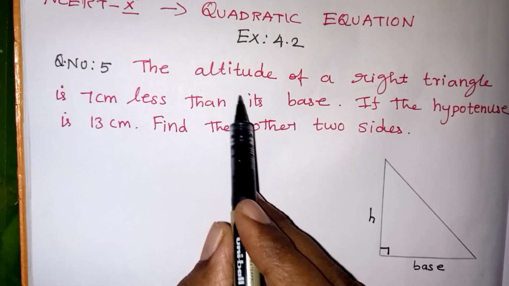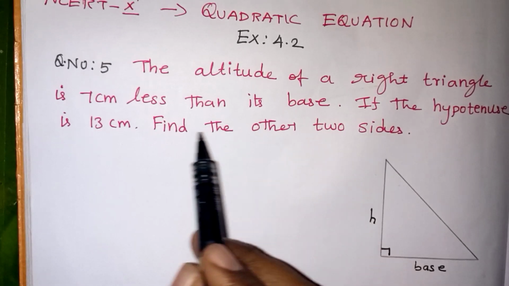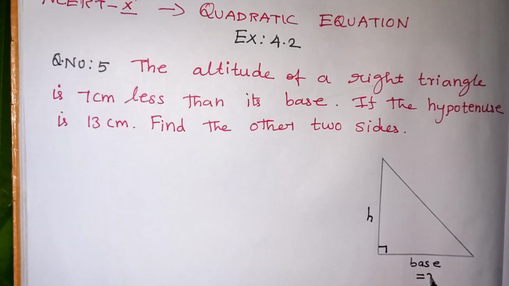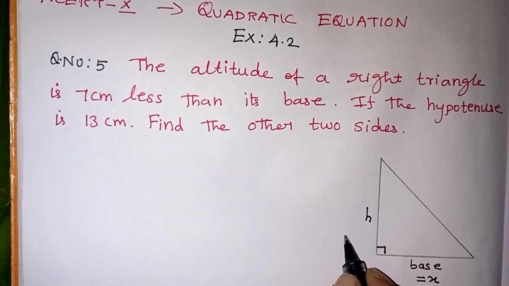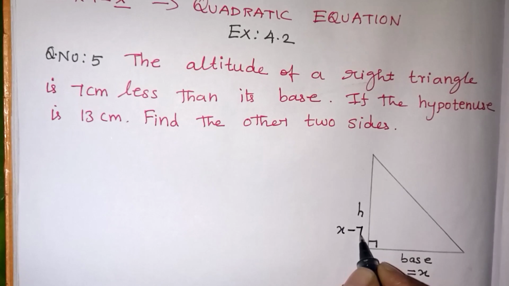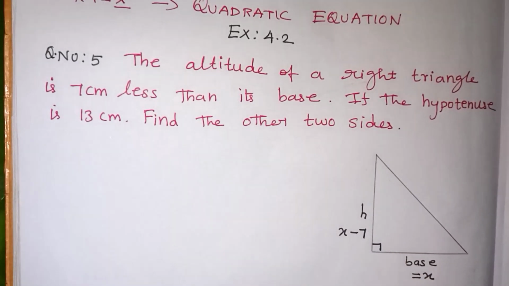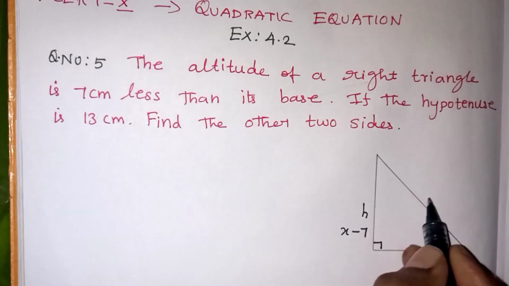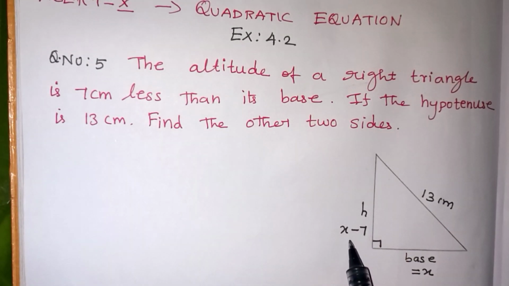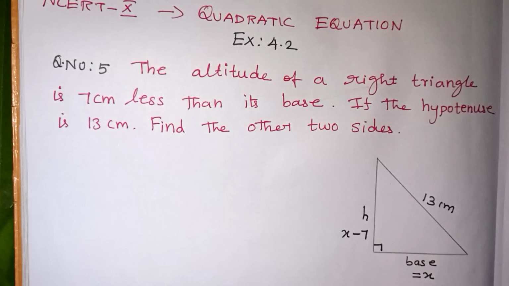And they have given the condition: the altitude, that is the height, is 7 centimeter less than the base. Suppose I take my base as x, then my height will be 7 centimeter less than the base. The height will be x minus 7. The hypotenuse is 13. This hypotenuse is 13 centimeter. So base is x, height is x minus 7, and the hypotenuse is 13, that is given in the question.